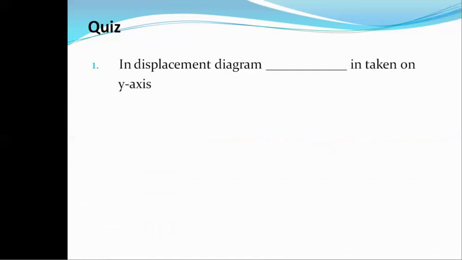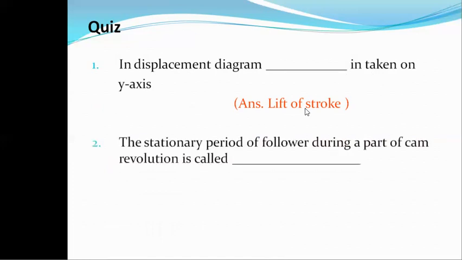In the displacement diagram, what is taken on the y-axis? The lift or stroke of the follower. And next, the stationary period of the follower during a part of cam revolution is called the stationary period. That means rest period, that means the follower is not going to move either upwards or downwards. It is remaining stationary. That is the dwell.